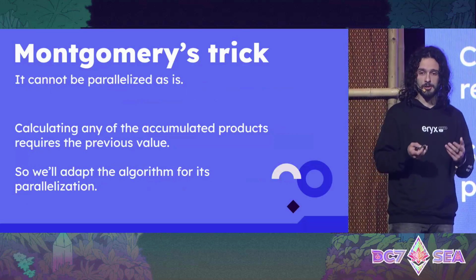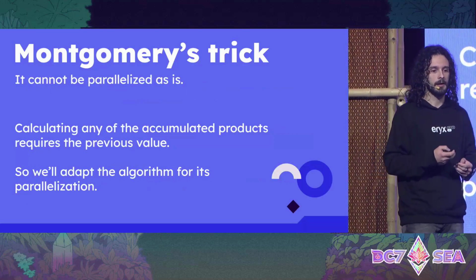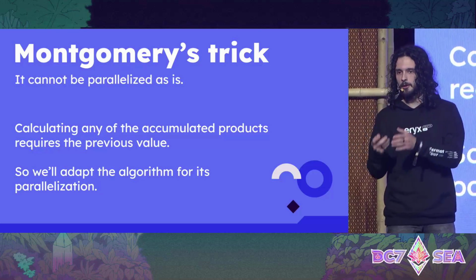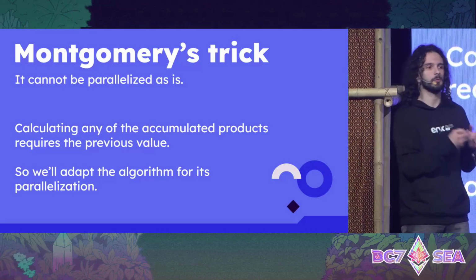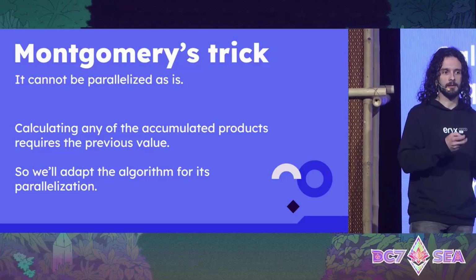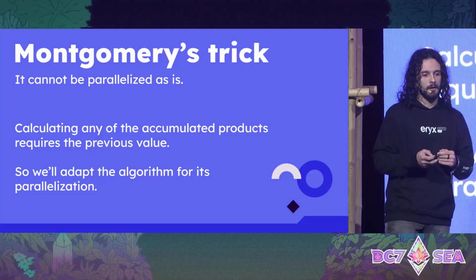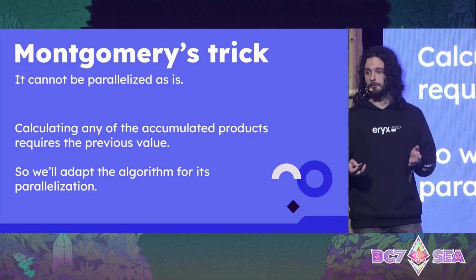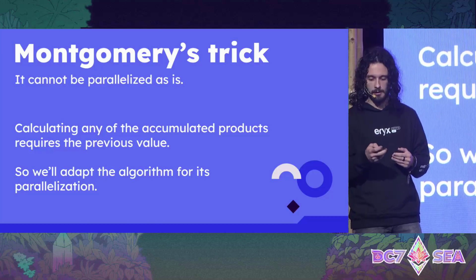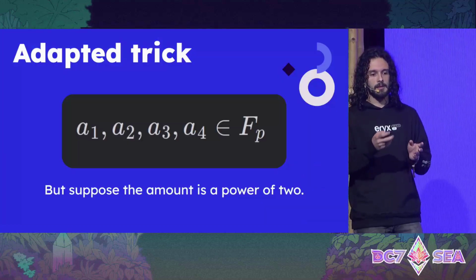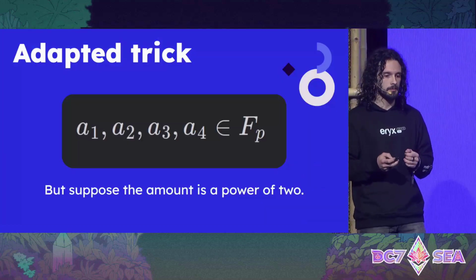Now, as I mentioned, Montgomery's trick cannot be parallelized as is, because calculating any accumulated product means you need to have the previous one. And that means, strictly sequentially, you need to calculate each one. And we'll adapt this algorithm for it. We'll parallelize it so we can compare them later. This is the adaptive trick to be able to parallelize it in GPU.